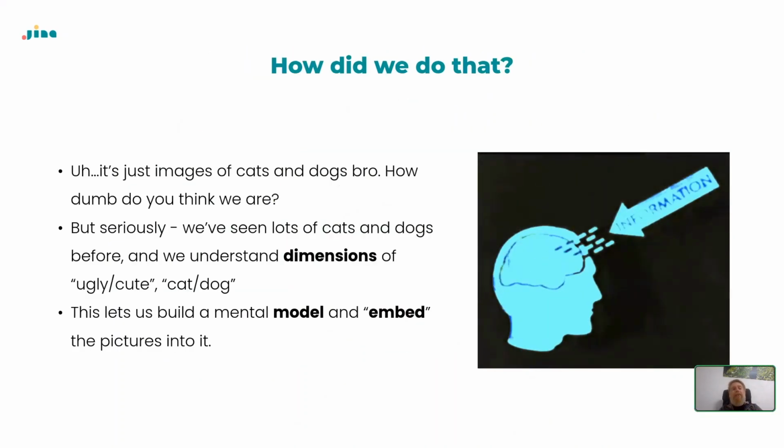So how did we do it? I mean, yeah, come on. It's just images of cats and dogs, bruh. How dumb do you think we are? But we can do this because we've seen loads of cats and dogs before. We've grown up around them. We've seen them on TV everywhere. So we have a mental model and we can embed the pictures into it.